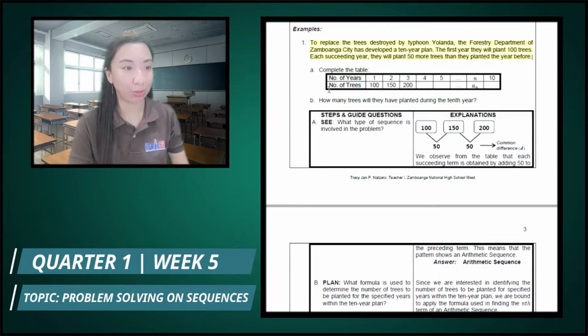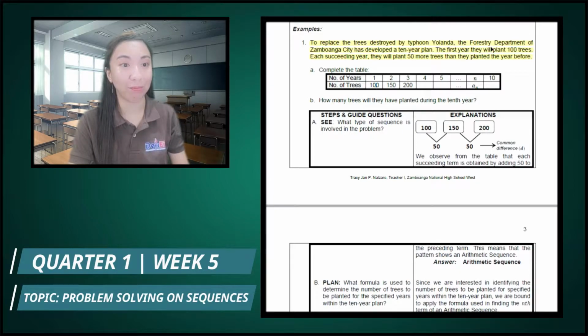You are going to look at the given table here, the entries in the first row. As you can see, these are the number of years. So it is indicated here that we have 1, 2, 3 until 10. And then the number of trees. We started with 100 because that is the given.